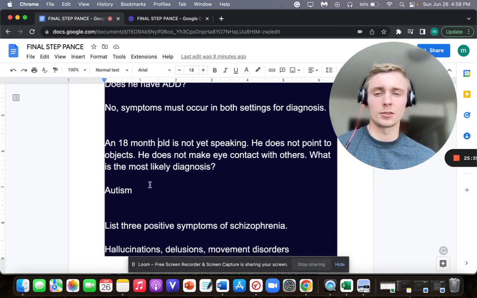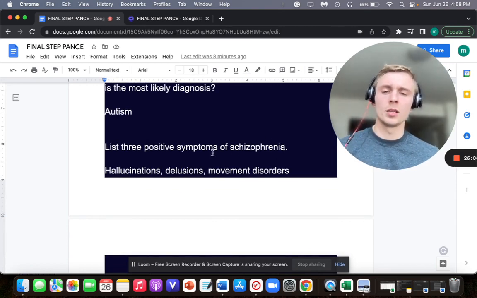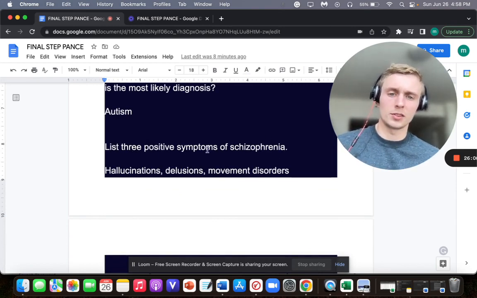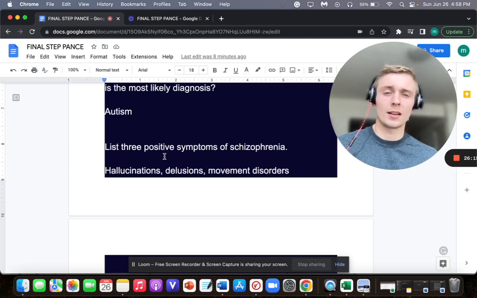List 3 positive symptoms in schizophrenia. So positive symptoms are things that are added to the behavior, as opposed to negative symptoms, which would be things like withdrawal from your normal behavior. So added things to the behavior would be such things as hallucinations, whether auditory, gustatory, or visual, delusions, as well as movement disorders. These are all added to the behavior, and these are the positive symptoms in schizophrenia.